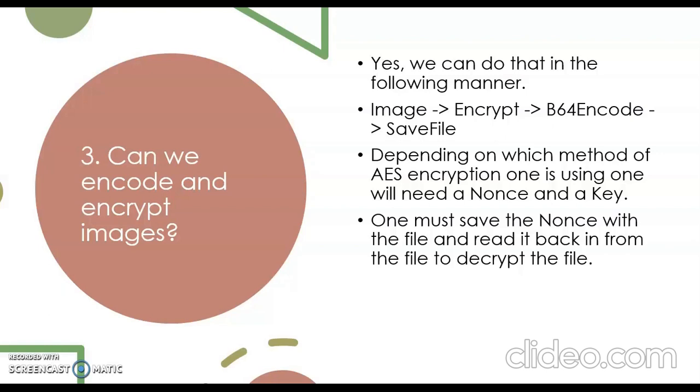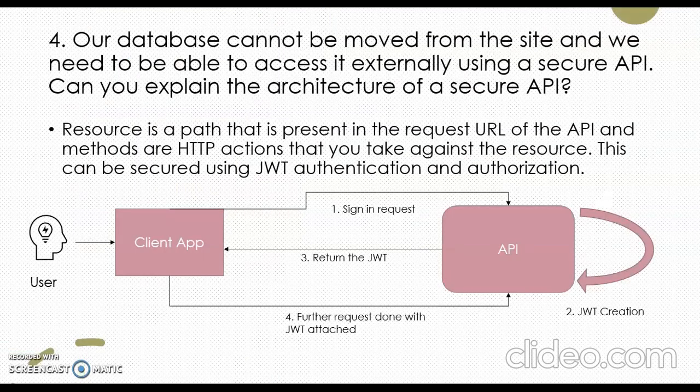Now coming to the next question, our database cannot be moved from a site, and we need to be able to access it externally using a secure API. Can you explain the architecture of a secure API? So this is the same question that we have covered in the previous task, in which we created the JWT token and accessed the secured API. Similarly here as well, we are going to explain the architecture.